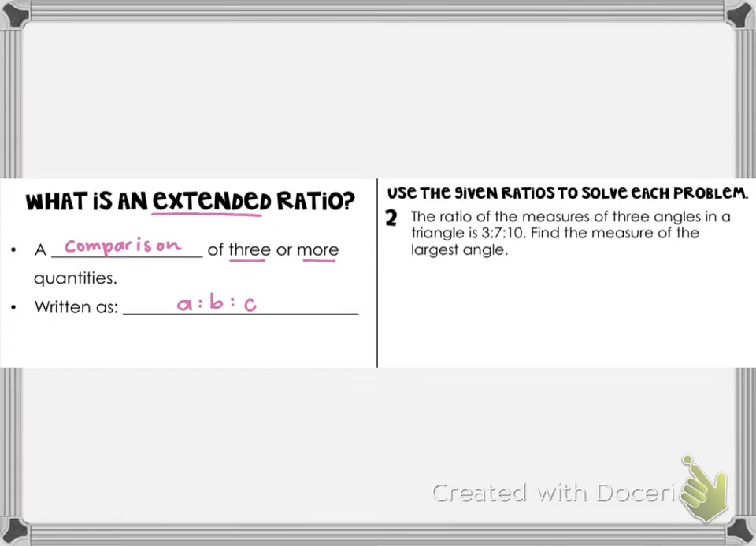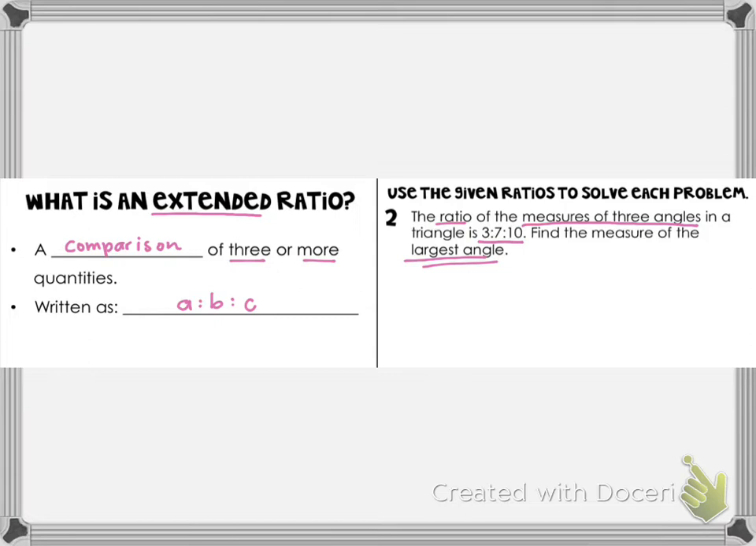All right, so let's go ahead and go to the right side. We're going to use the given ratios in the problem to solve each problem. So the ratio of the measures of 3 angles in a triangle is 3 to 7 to 10. And we're going to use this ratio to find the measure of the largest angle. All right, so the ratio that they give us is 3 to 7 to 10.